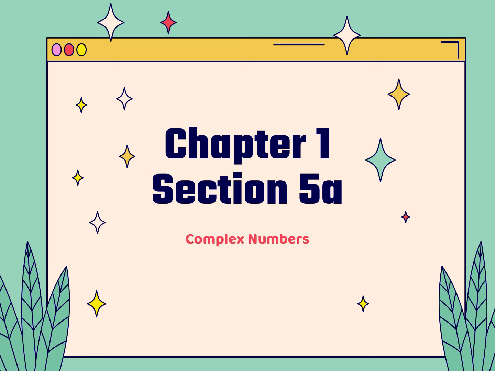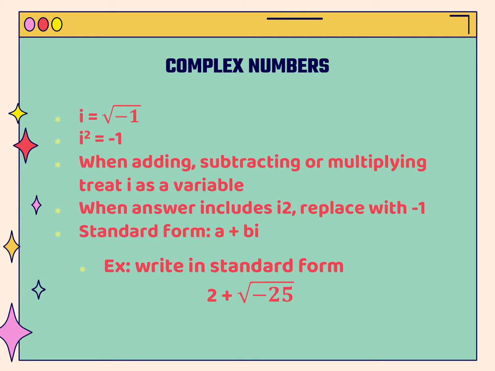This video is going to cover Chapter 1, Section 5A, which is the Introduction into Complex Numbers. So what is a complex number? A complex number is actually an imaginary number. It's a non-real number. The letter that's used for it is i, and it is actually equal to the square root of -1. Now we know there is no real square root of -1, so that's why this is an imaginary number. Which means i squared would be -1.